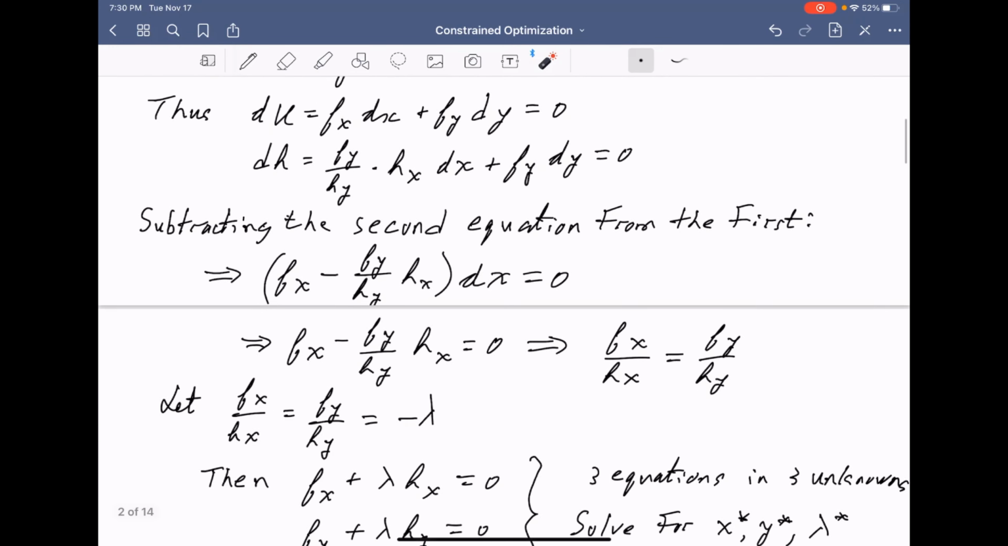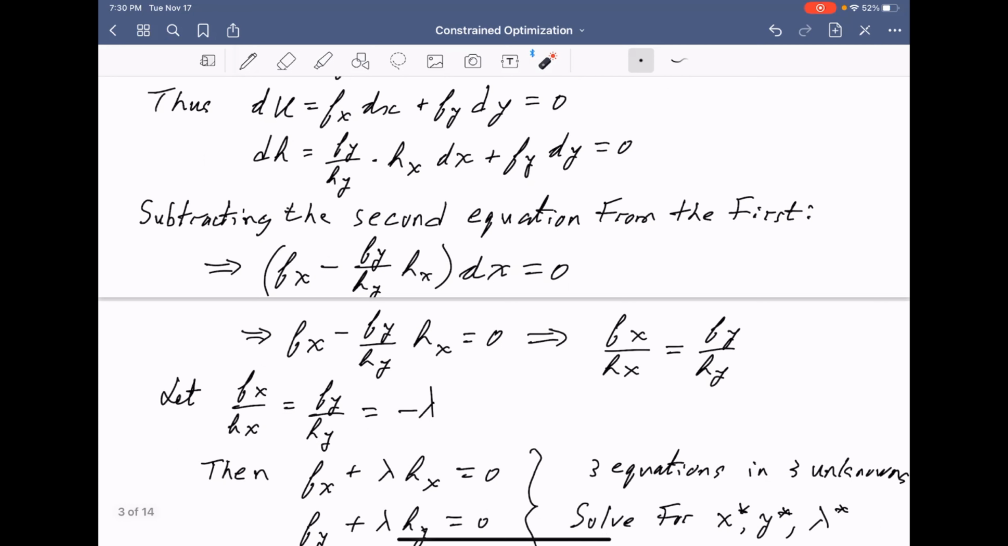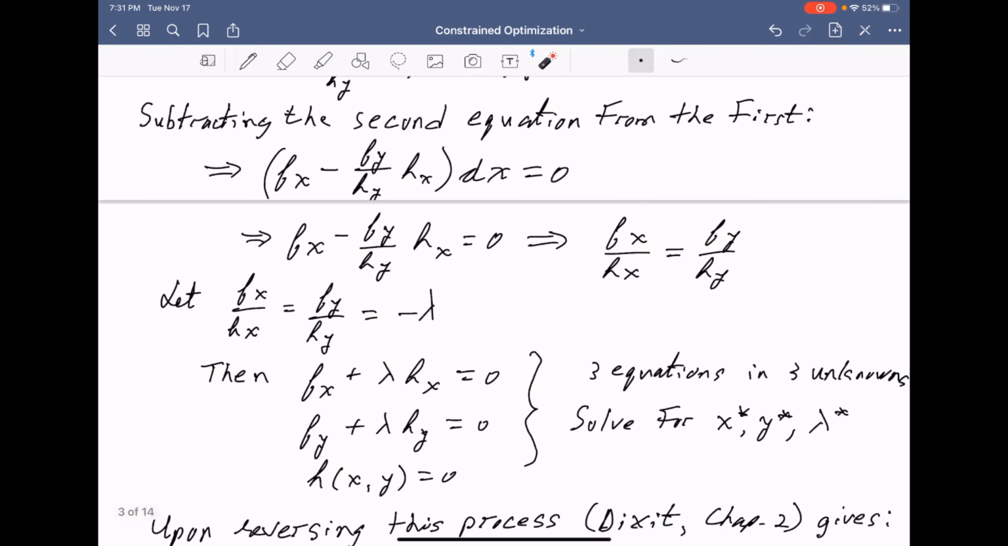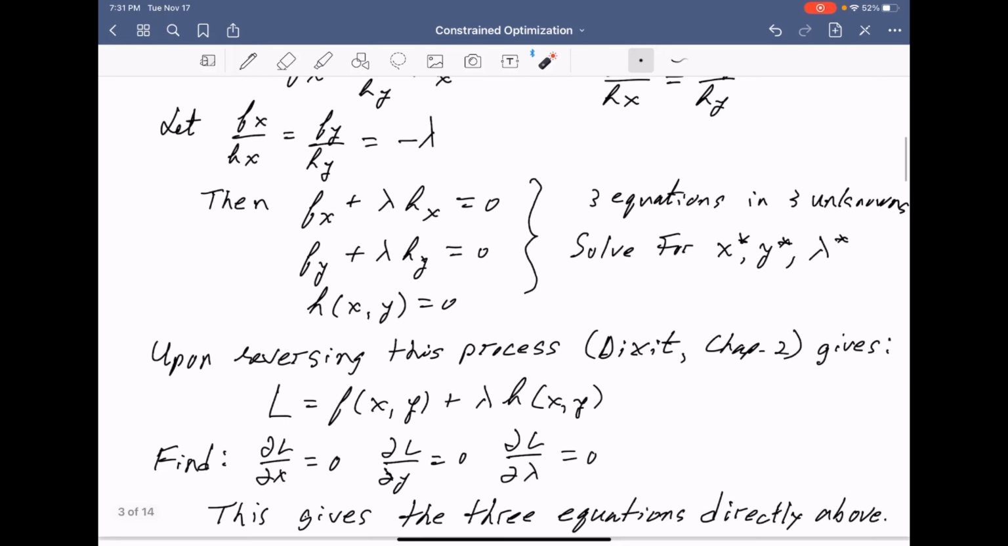And we're just going to let that equal minus lambda. So f of x over h of x equals f of y over h of y equals minus lambda. We've just chosen that. So then we get three equations: f of x plus lambda h of x equals 0, f of y plus lambda h of y equals 0, and h as a function of x and y is equal to 0. And we solve these equations in the three unknowns for x star, y star, lambda star.